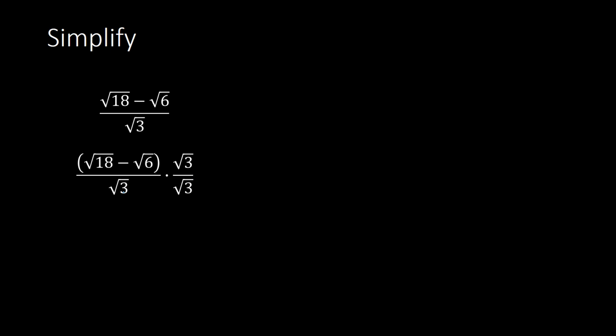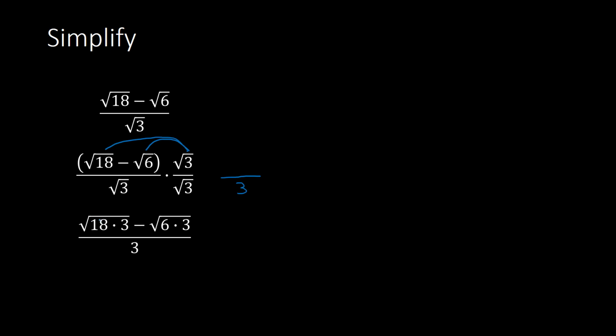So now for the denominator, the square root of 3 times the square root of 3 would give you the square root of 3 times 3, which would just be 3. So the denominator is 3. And the numerator, we multiply the square root of 3 times the square root of 18, and the square root of 3 times the square root of 6.